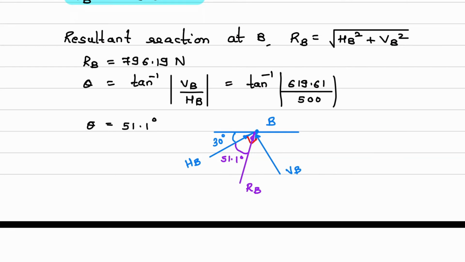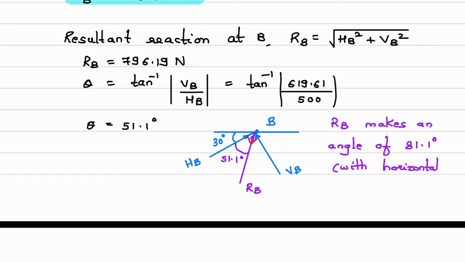So what is the net angle we get with respect to horizontal if you add 51.1 plus 30? So we can write down: RB makes an angle of 81.1 degree with horizontal. So this is RB and this is theta.